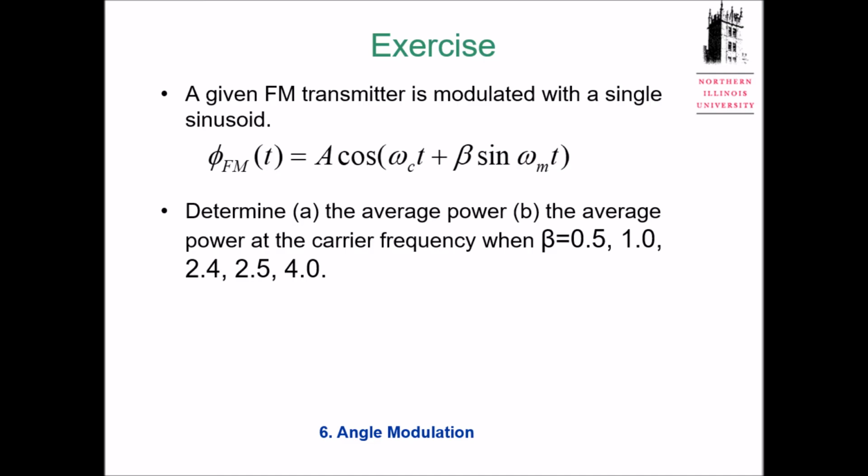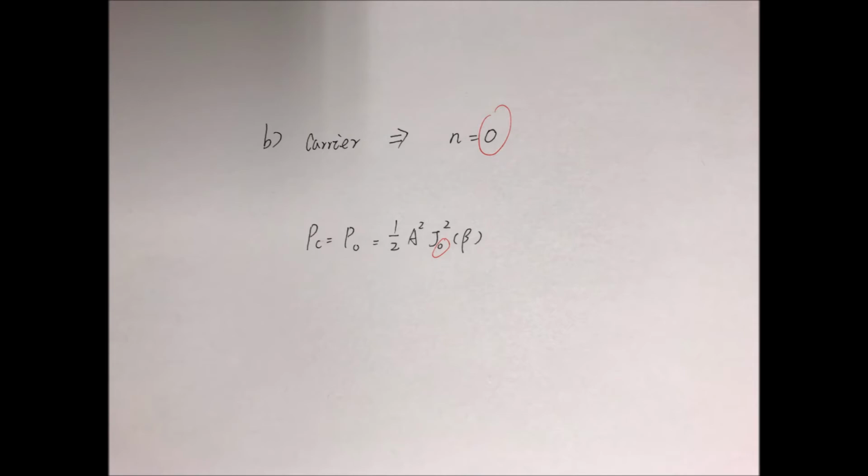Okay, now we look at the second one, the average power at carrier. So what is carrier? Carrier means no sideband, right? No sideband. So for carrier, carrier means n equal 0. So PC, right? P0 will be half A square J0.